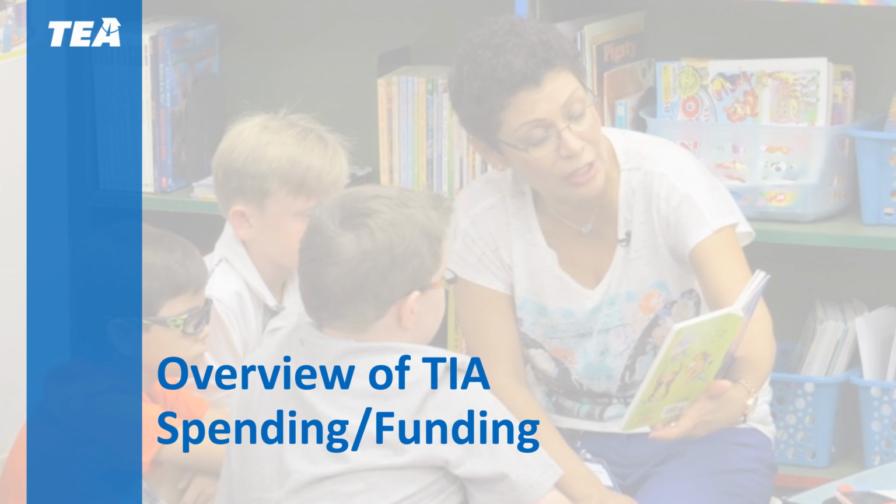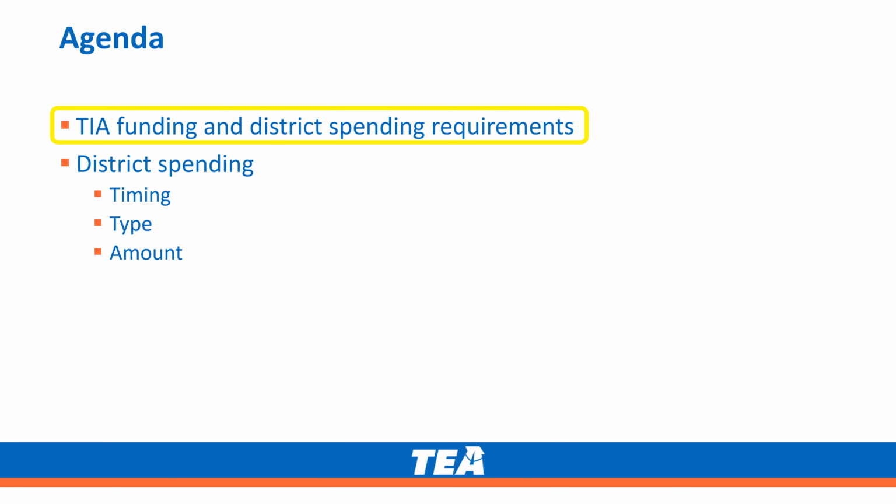Hello, and welcome to the overview of the Teacher Incentive Allotment Spending and Funding webinar. In today's webinar, we will go over the Teacher Incentive Allotment funding and district spending requirements, and then we will go into 3 key decisions that districts need to make about their TIA spending plan, including the timing of the teacher compensation, the type of teacher compensation, and the amount of teacher compensation.